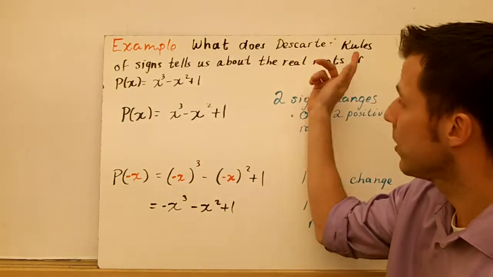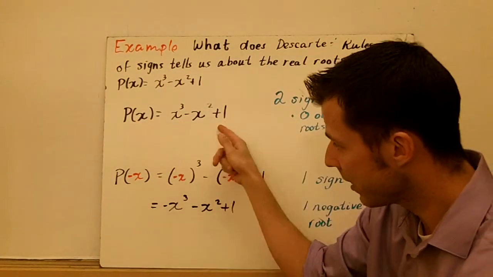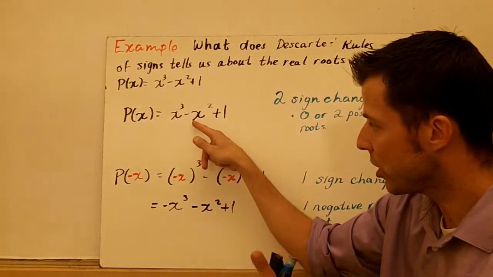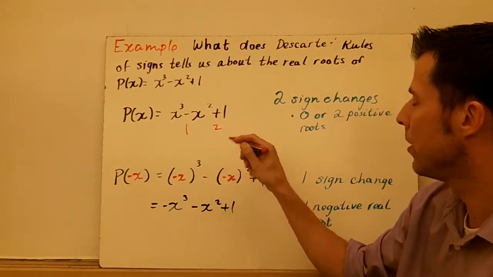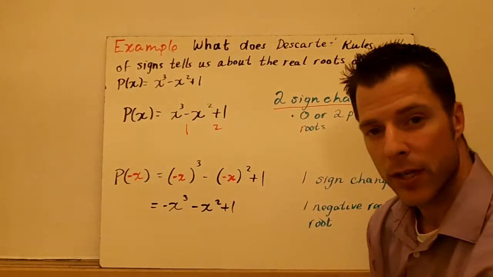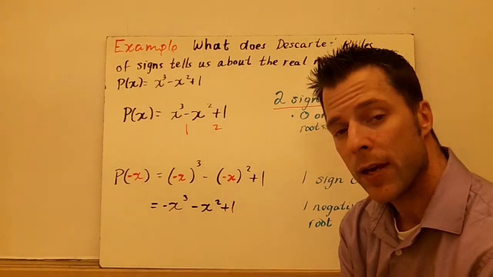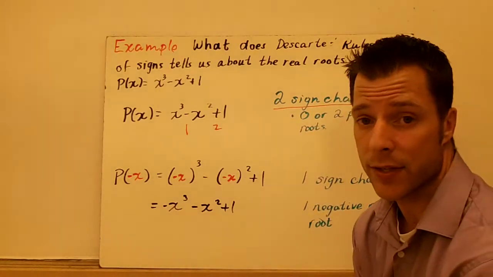So what does Descartes' rule of signs tell us about this function? Well, if I look at the function, I go from a positive to a negative. That's a sign change. So there's 1. And then from a negative to a positive, there's 2. 2 sign changes. So the theorem tells me that there can be 2 positive real roots. But if I subtract 2 off that number, there also could be 0 positive roots.